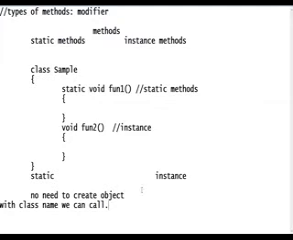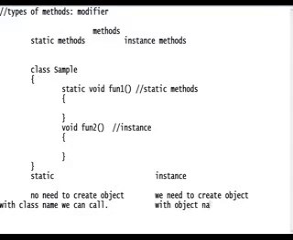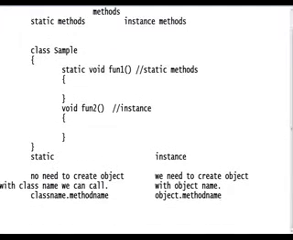When it comes to instance methods, which are not static, we need to create an object. With the object name only we can call the method. For static, we call class name dot method name, and for an instance method, object dot method name. For example, class name Sample dot function one.